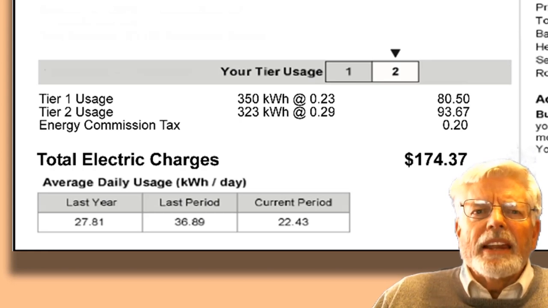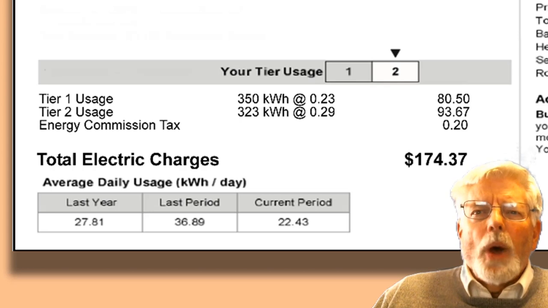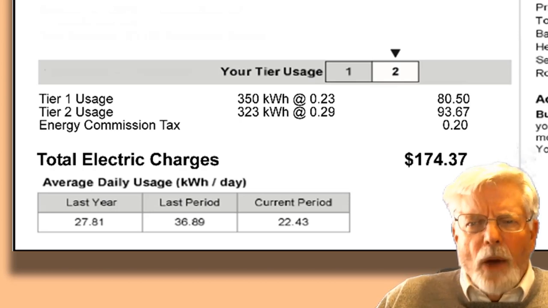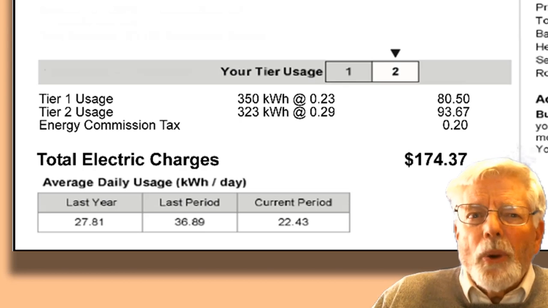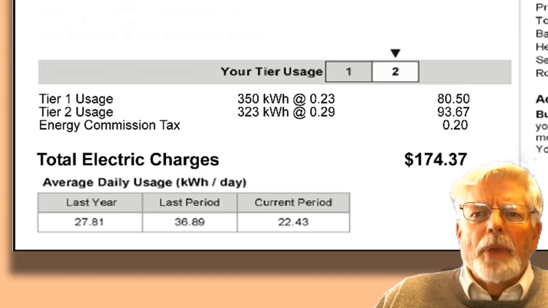Electricity is billed in kilowatt hours, known as kWh. A kilowatt hour is 1,000 watts for an hour. A kilowatt hour is the equivalent of running a 100-watt light bulb for 10 hours or a 1,000-watt hairdryer for 1 hour. The electric company has different ways of billing residential customers.